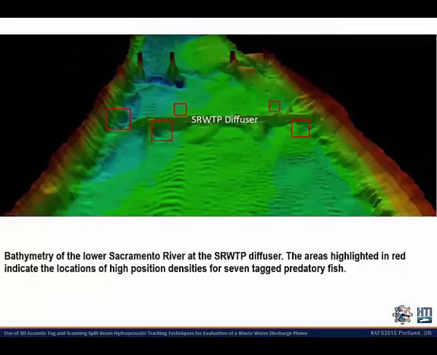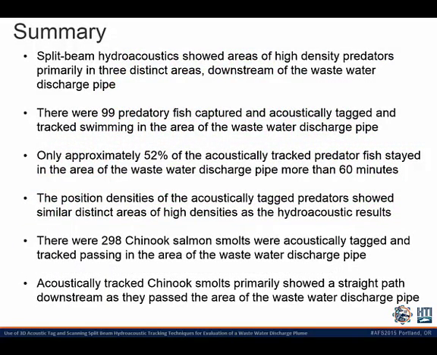So if you look at it underwater, like with the hydroacoustic results, it shows 5 different areas of higher concentration. And as you notice, 3 of those areas are similar to the hydroacoustic areas of high concentration. So in summary, the split beam hydroacoustic showed areas of high density of predators, primarily in 3 distinct areas downstream of the wastewater discharge pipe.